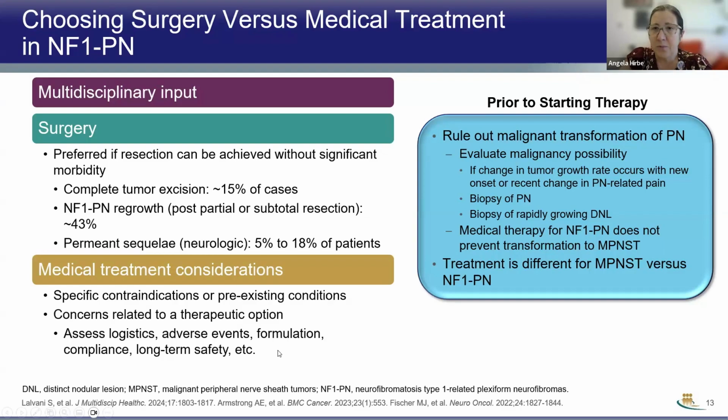I also think it's very important, prior to starting therapy, especially in adult patients, where we know there's that risk of malignant transformation to MPNST, to think about that malignancy possibility. So if there's a change in tumor growth rate in an adult patient, or a new or recent change in their pain, then that's important to work up potentially with other imaging and a biopsy before just jumping to systemic therapy.